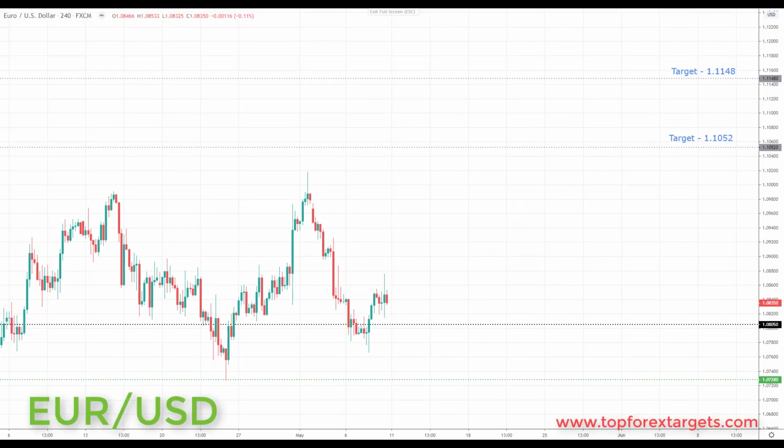So next market we're going to look at is euro dollar. Now last week we highlighted the 1.0805 as a key area of support to look for a pullback to. We did get a pullback towards this area and we started to bounce from the 1.0805 last week.